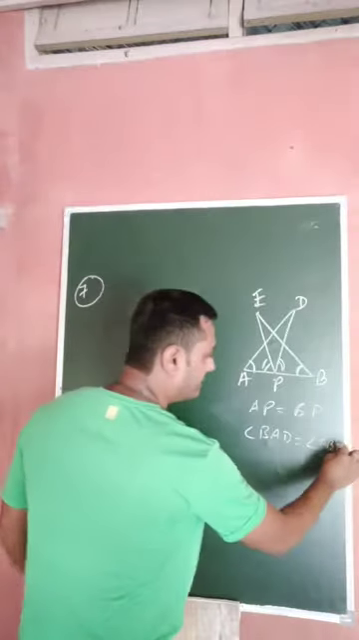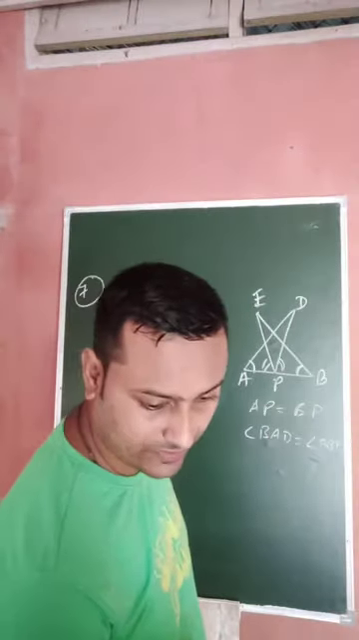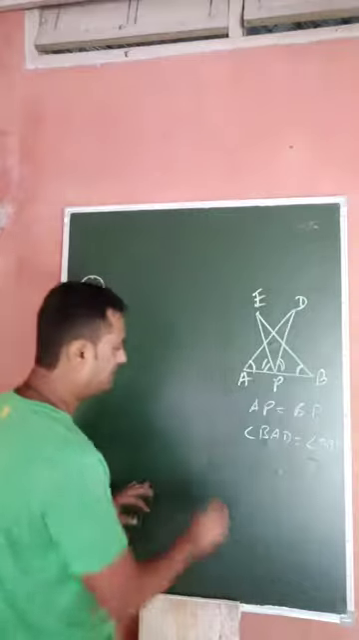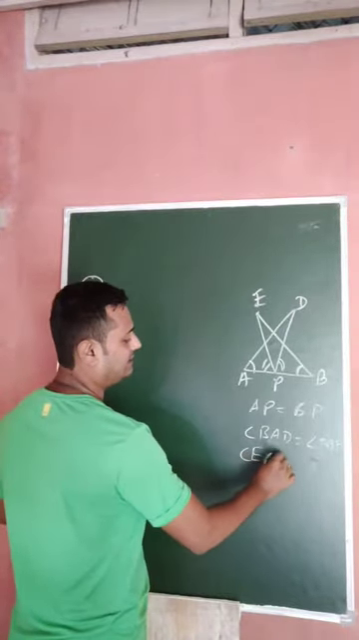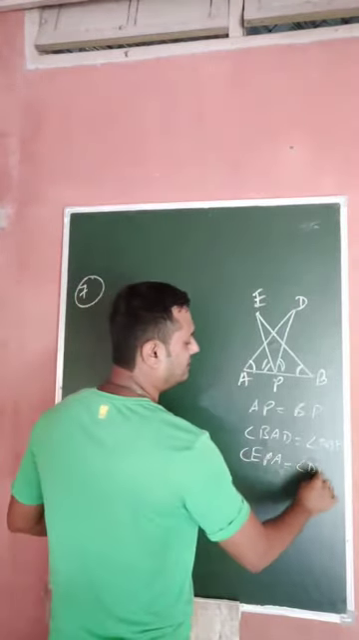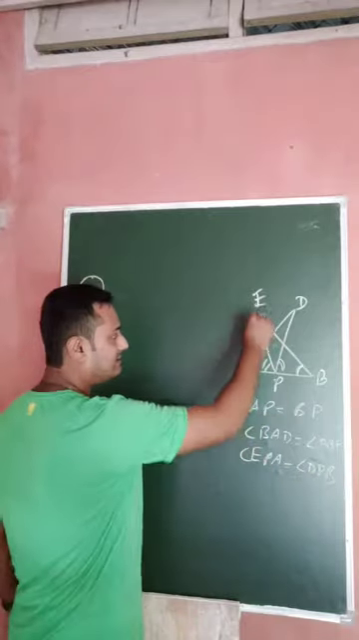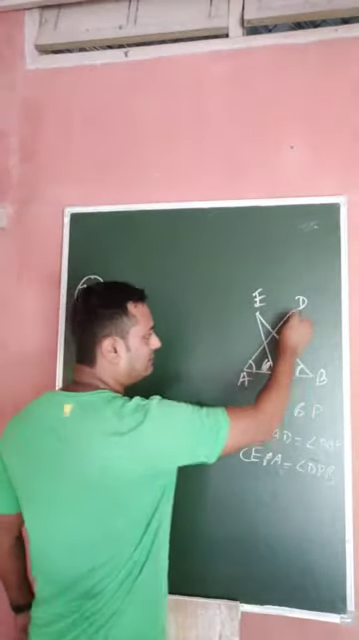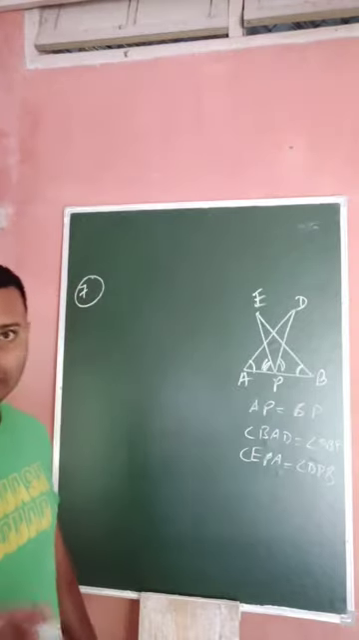Another thing given is that angle EPA is equal to angle DPB. EPA means this angle, and DPB means this angle. Okay, so we have to prove two things here.